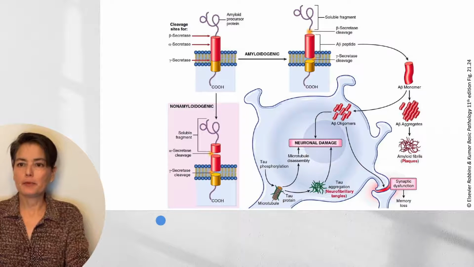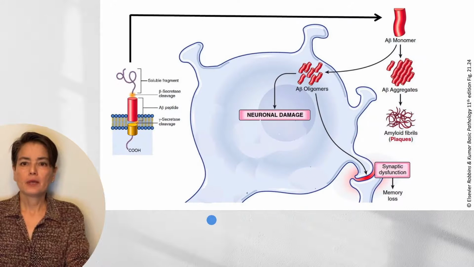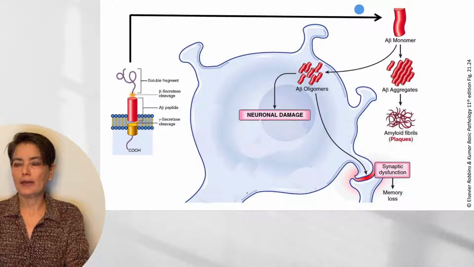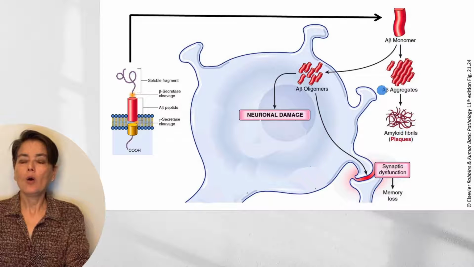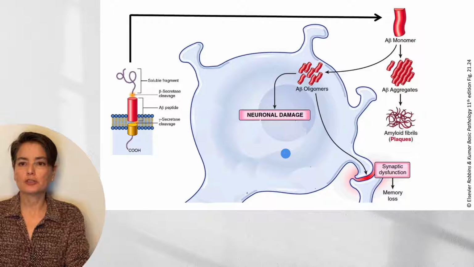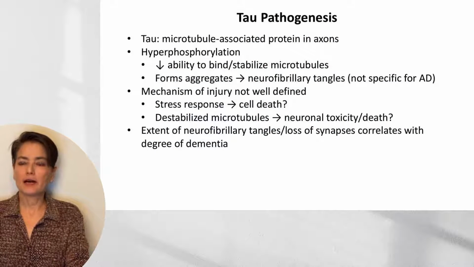Let's put this in the context of a really nice figure from Robbins and Kumar Basic Pathology. This one's a little bit busy, so let's simplify it. Here we just have our protein, which has been cleaved here with beta secretase and gamma secretase, yielding our A-beta monomer. This A-beta monomer can either form large aggregates, which we can see in our plaques and amyloid fibrils, or it can form these oligomers that through uncertain mechanisms cause neuronal damage, as well as impair the synapse, leading to memory loss. This brings us to our second important protein, which is tau.